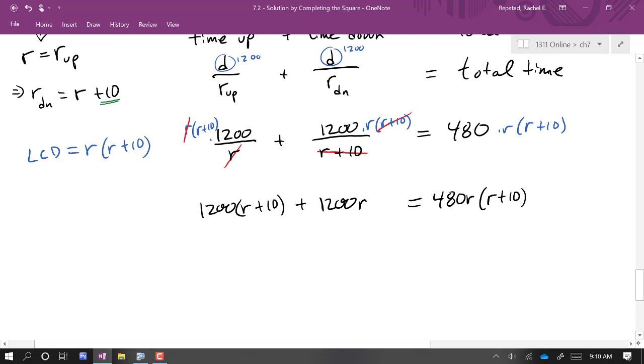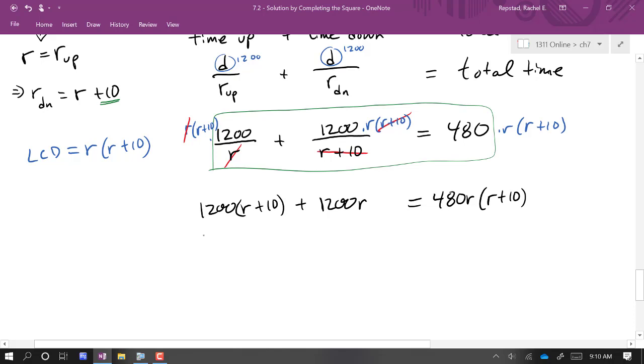And maybe by now we're starting to see that a quadratic equation will result, right? Our original equation, the equation that we wrote here that models the problem, is itself not quadratic because we have r's in the bottom. But once we clear denominators, we do end up with a quadratic equation.